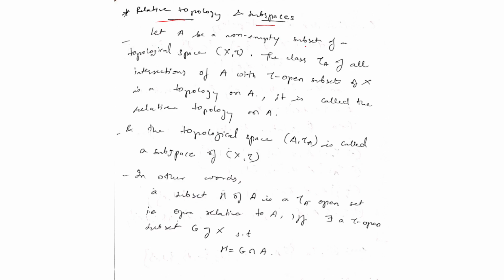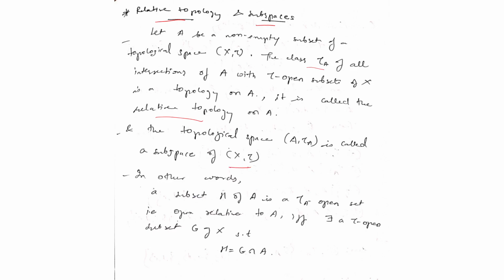If A is a non-empty subset of a topological space (X, tau), and the class tau A we are considering consists of all intersections of A with tau open subsets of X, then it is a topology on A. It is called the relative topology on A. So basically, if you take the intersection of A with the tau open subsets of X, you get a class tau A, called the relative topology on A. The topological space A with respect to that tau A is called a subspace of (X, tau).